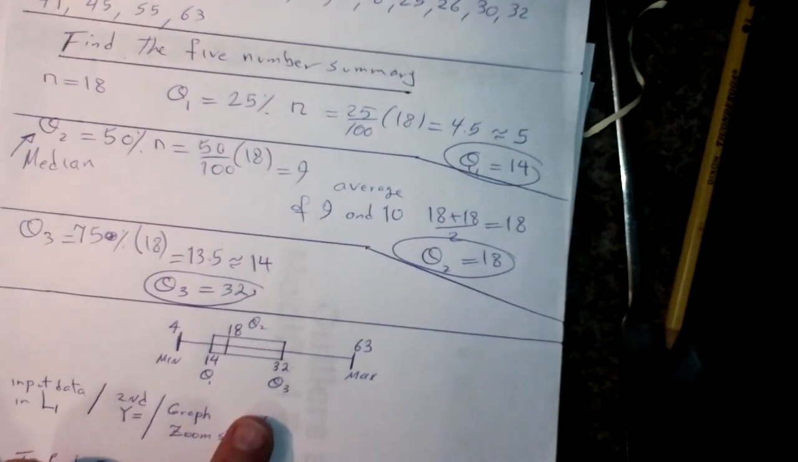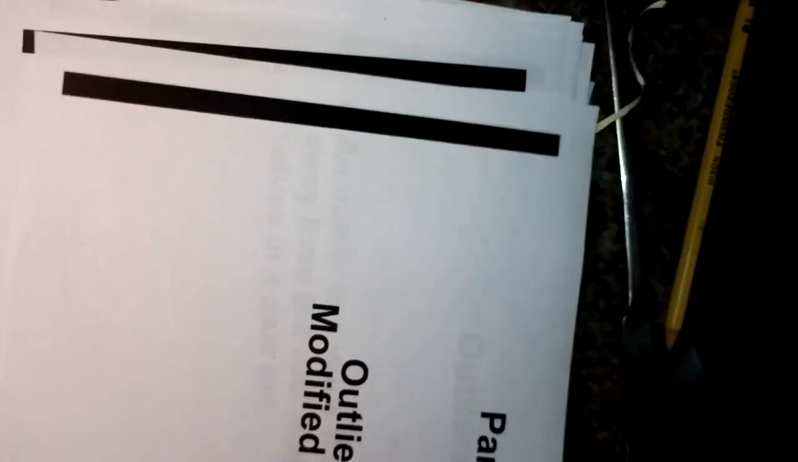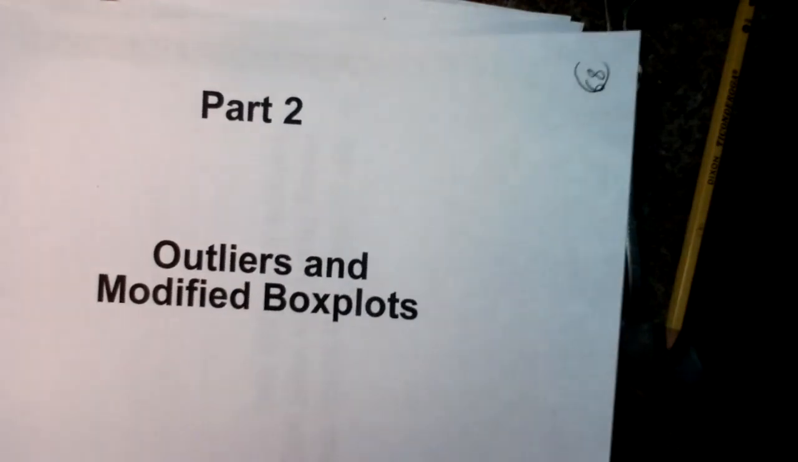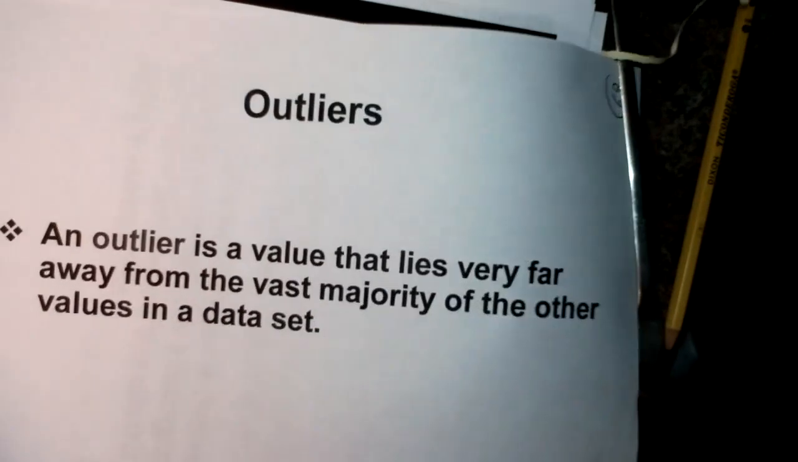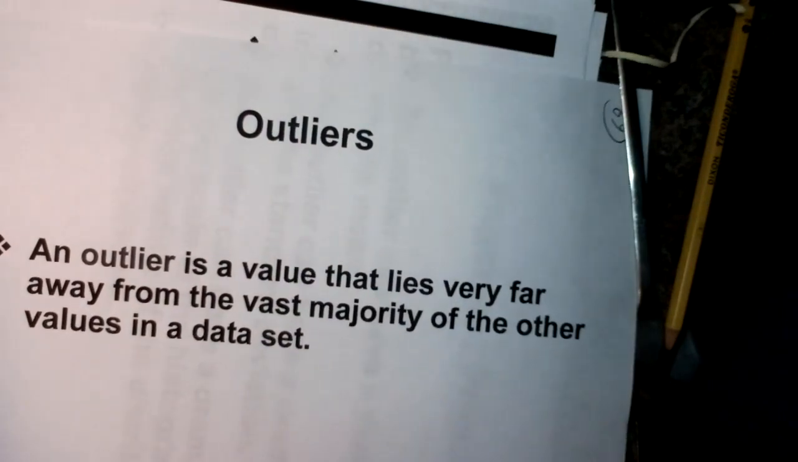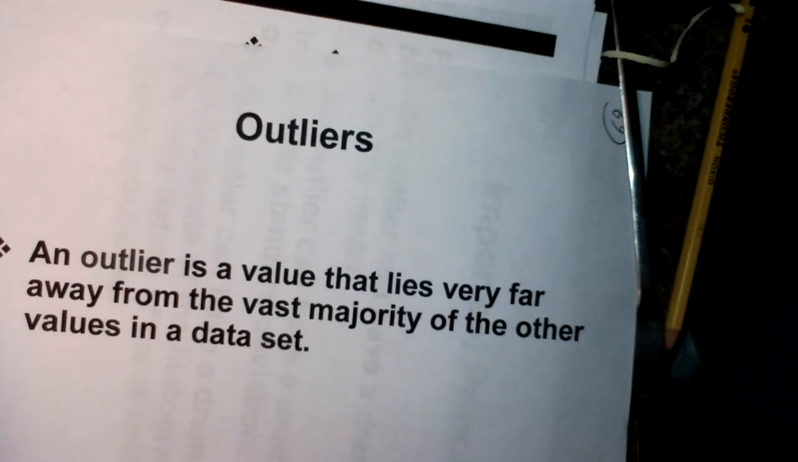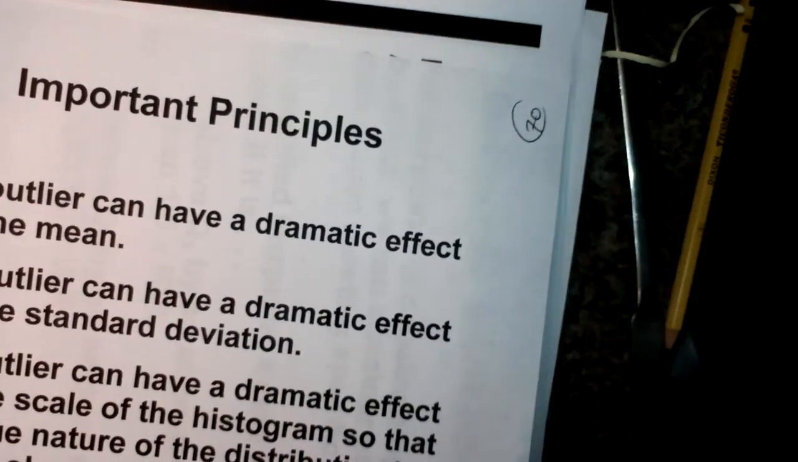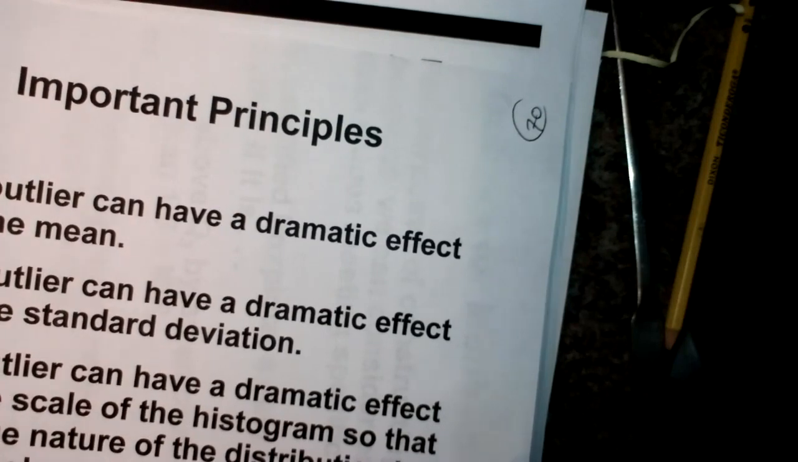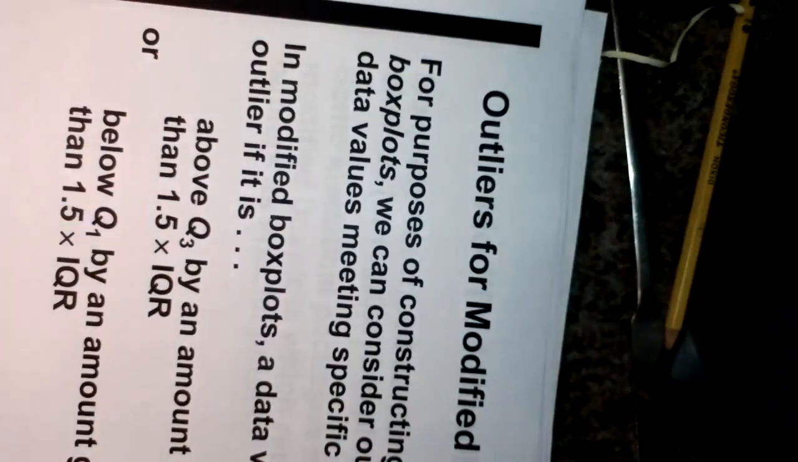You get a better graph when you use the calculator. Next is the outliers and modified box plot. One of the things that would impact the box plot is the outliers. An outlier is a value that lies very far from the vast majority of the other values in the data set. And here it explains the outlier can have a dramatic effect on the mean, on the standard deviation, on everything. So you can read that.